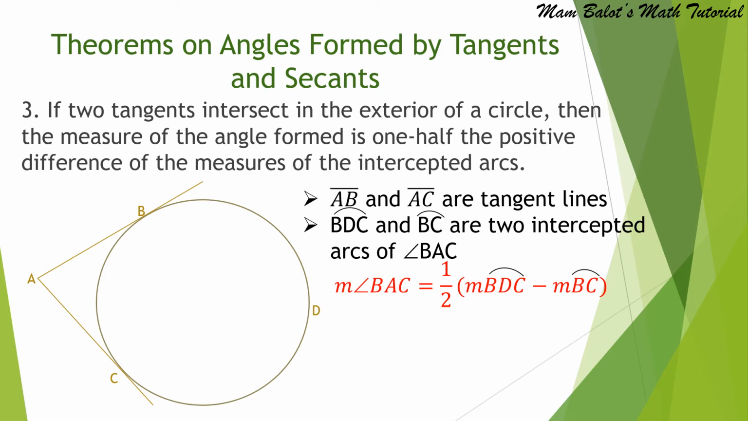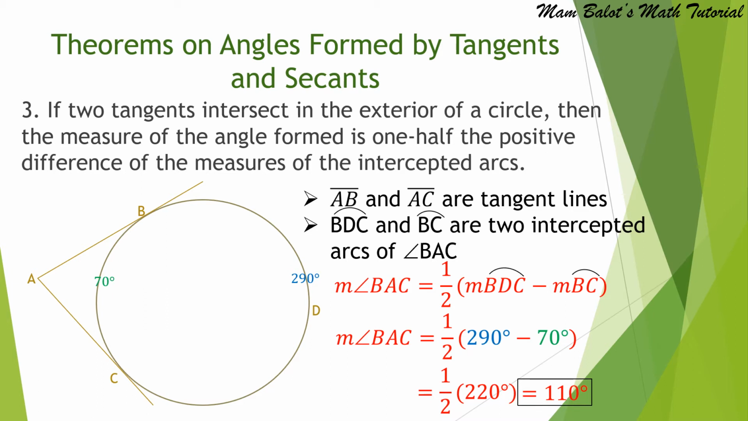So if arc BDC measures 290 degrees and arc BC is 70 degrees, then the measure of angle BAC is equal to 1/2 times 290 degrees minus 70 degrees. Subtracting the angles, we have 1/2 times 220 degrees, and it is equal to 110 degrees. So the measure of angle BAC is 110 degrees.